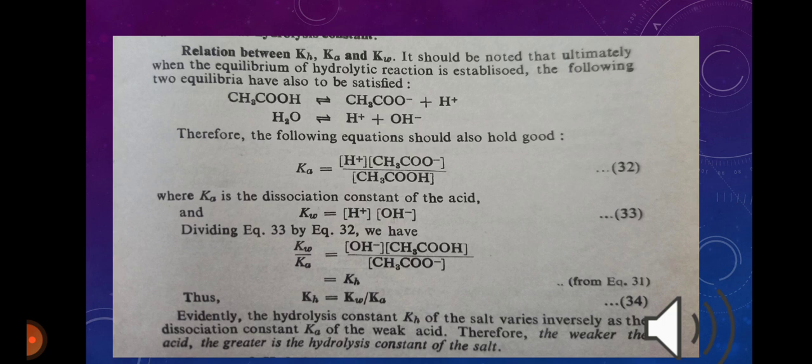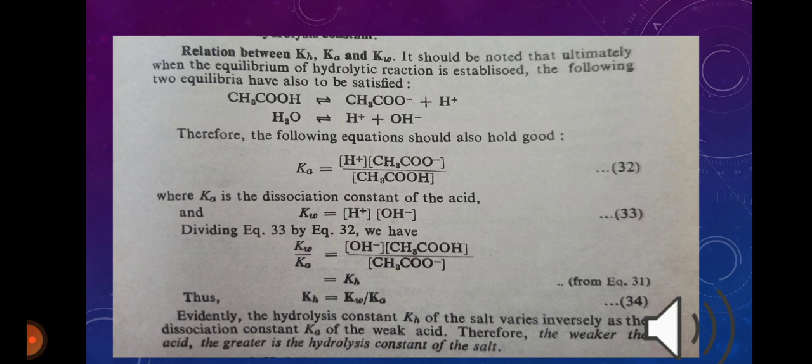Now divide equation 33 by equation 32. We have KW divided by K alpha. KW is equation 33, K alpha is equation 32. So dividing equation 33 by 32, KW divided by K alpha is equal to concentration of OH minus into concentration of acetic acid divided by concentration of acetate ion, that is equal to KH.